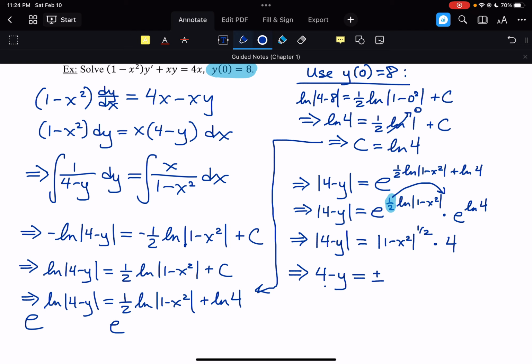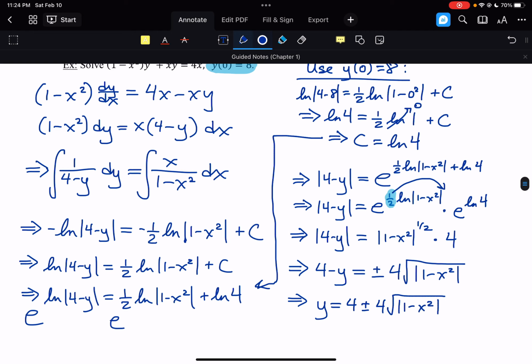So on this side, we have the 4. This 1/2 power is the same thing as a square root. Absolute value of 1 minus x squared here. We can move this around a little bit. We can move the 4 and then multiply by -1, or you can move the y and move this term. Either way, we're going to get y equals 4 plus or minus 4 times the square root of absolute value of 1 minus x squared.